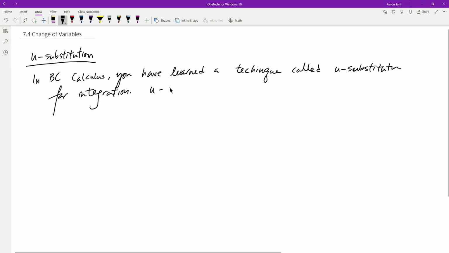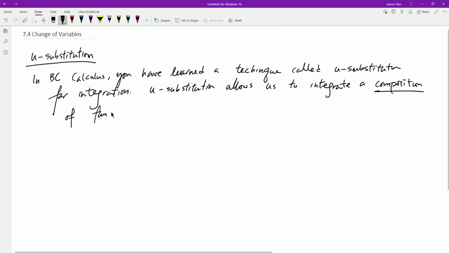U substitution basically allows us to integrate a composition of functions. So that's the primary reason why we use U substitution. It's because we have a composition.